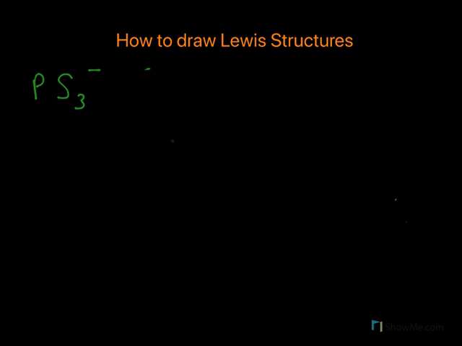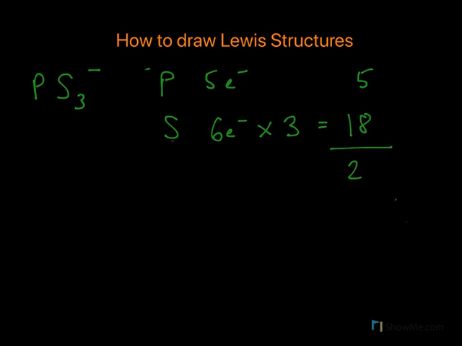So first step is to figure out the number of valence electrons in this molecule that we need. Phosphorus has 5 valence electrons, and each sulfur has 6 valence electrons, and there are 3 sulfurs. So 6 times 3 is 18, plus the 5 from phosphorus, and we have 23, but because of this negative charge, we add another electron, we get 24 electrons total that we need to show in our diagram.